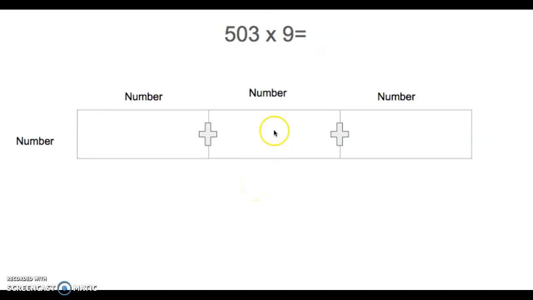We have 503 times 9. So hopefully by now you're doing these with me or even faster than me, which is okay too. So we're going to split them apart. This one is 500. Tricky. We have a 0 in the middle, but that one is just worth 0 because we don't have 0 tens. So it's not 2 zeros, it's just a 0. And this place is going to be the 3. And we're going to multiply all of that by 9.